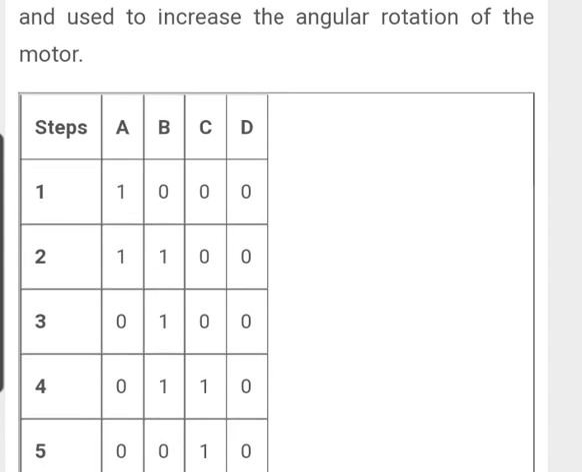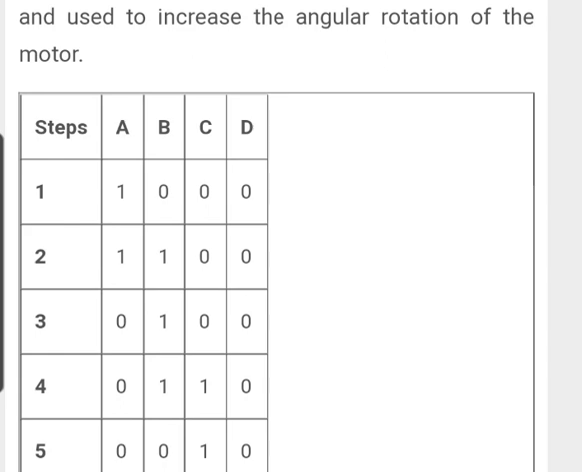Now here are the steps. In step 1, the logic 1 is given to the A coil, so it is a wave drive. At a time only logic 1 is given to the single coil. Then in step 2, logic 1 is given to A and B, so it is a full drive. So these steps are alternative: wave drive, full drive, wave drive, full drive. In this way the working of half drive is done.